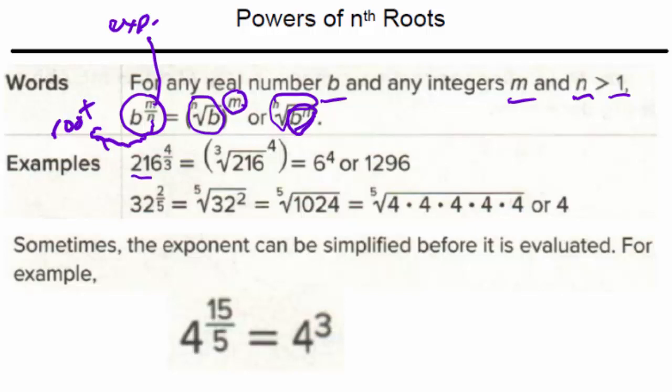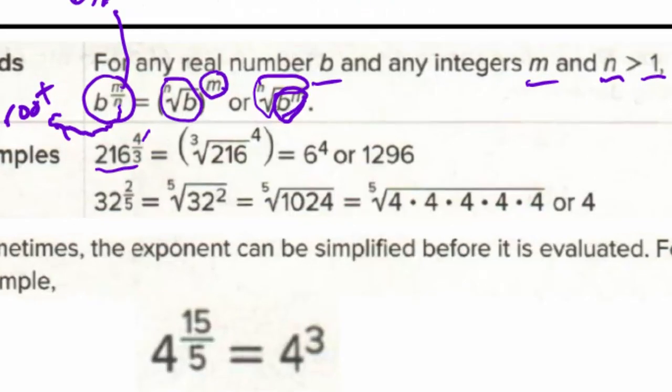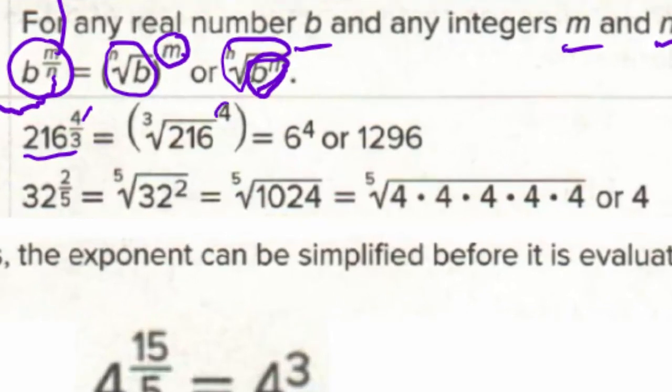So 216 to the 4/3 power, the 4 here is going to go as an exponent on the outside, at least in this context, and the 3 here is going to go as an index or root. So the cube root of 216 raised to the 4th power.